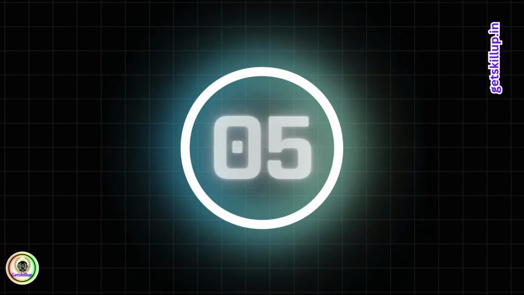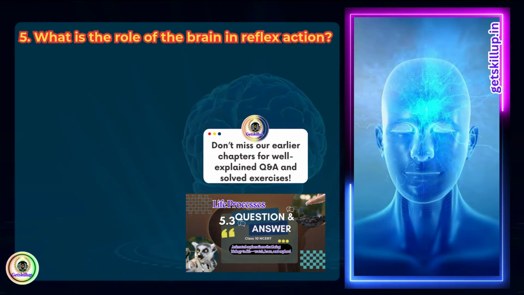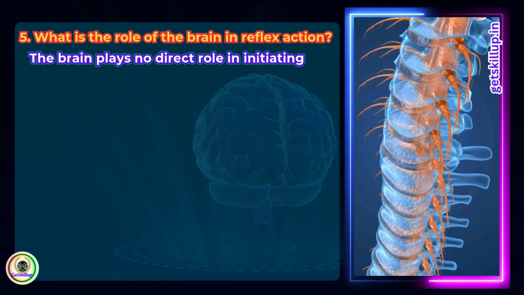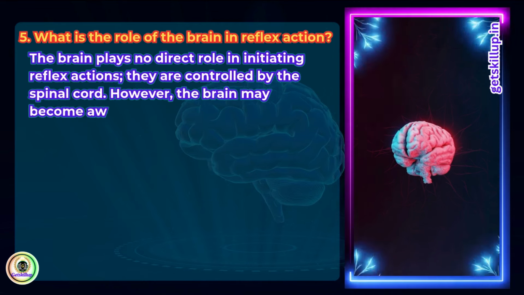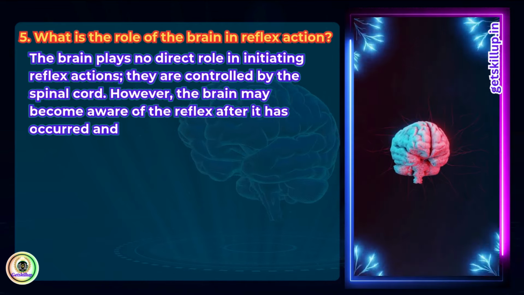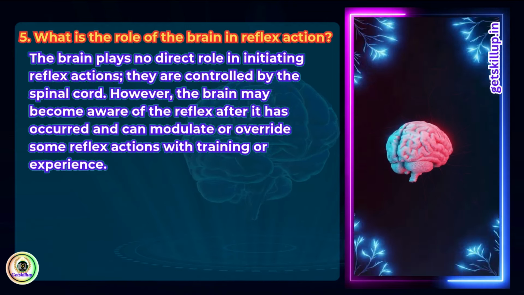Question 5. What is the role of the brain in reflex action? Answer. The brain plays no direct role in initiating reflex actions. They are controlled by the spinal cord. However, the brain may become aware of the reflex after it has occurred and can modulate or override some reflex actions with training or experience.